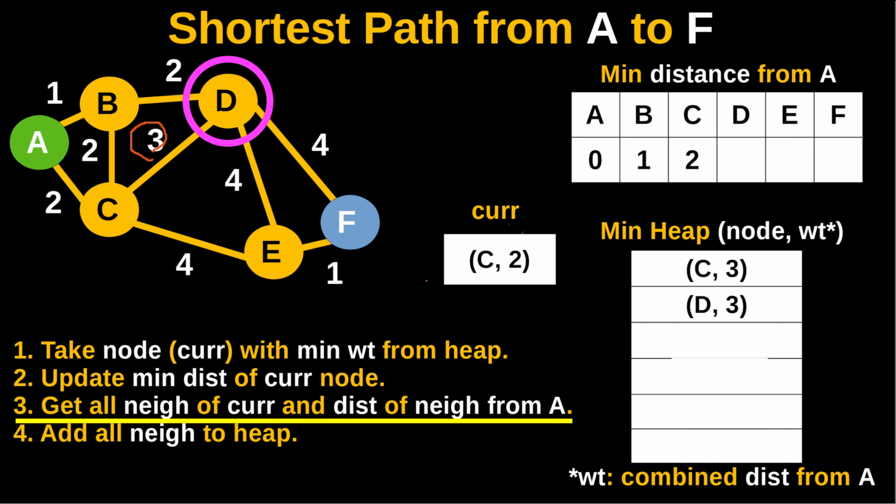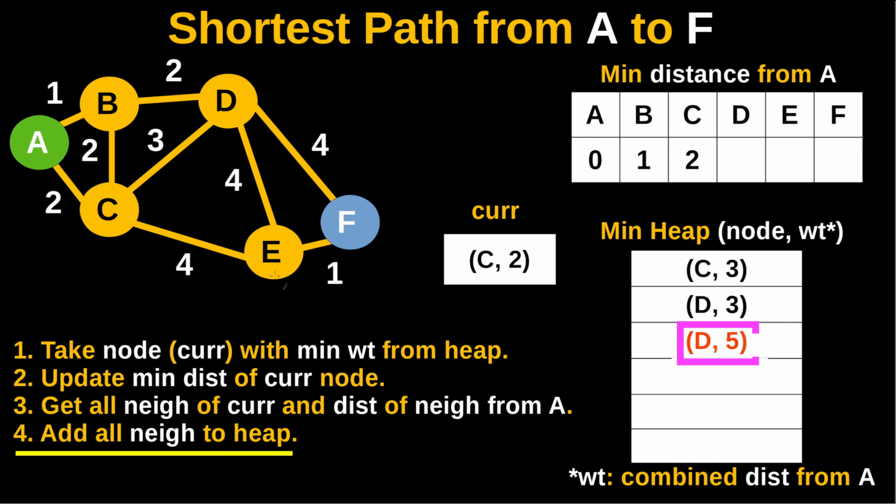CD has a distance of 3. Remember, we have to add the value of 3 to the values here at the current. So it's 3 plus 2, we got 5. This goes onto the heap. C to E has a value of 4, and 4 we have to add the value of the current distance here, so that becomes 6. So E6 goes onto the heap.